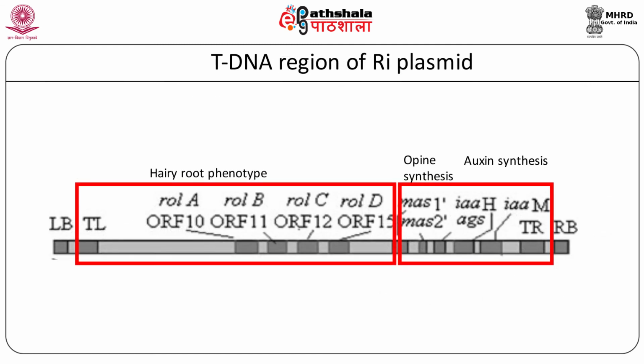The tDNA region of the RI plasmid consists of two segments. The left segment called TL has several genes which include the rol A, B, C, D genes that are important for the hairy root phenotype, but whose precise functions are not yet well understood. The right segment is called TR, which also has many genes which include the auxin biosynthesis genes AUX1, AUX2 as well as the opine synthesis gene. Both TL and TR regions are transferred to plant cells and integrate into the plant genome.